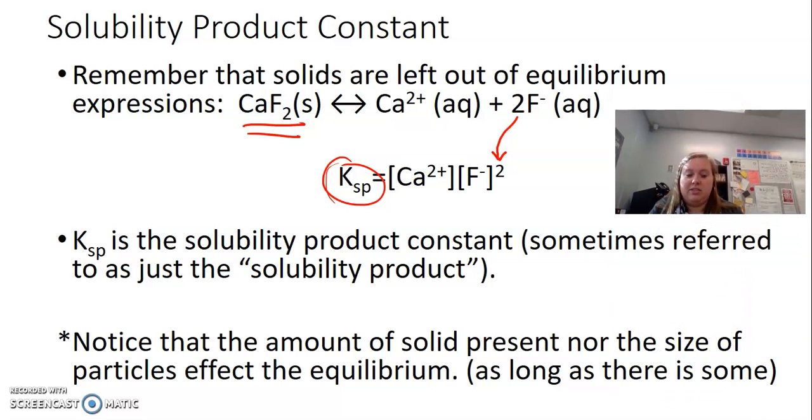So let me move this up so you can see the words that are on here. So again, you'll notice that the amount of solid present nor the size of the particles affect equilibrium at all, we just have to make sure there are some. If there's no solid, then obviously equilibrium can't happen.